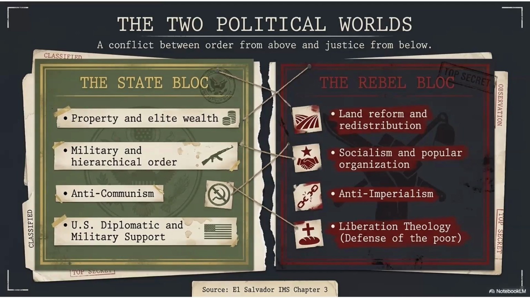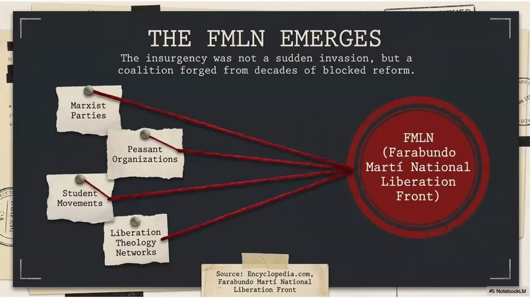So the conflict was not simply democracy versus communism, which was the US government's preferred frame. It was also landless peasants versus landowners, social reform versus military repression, and political participation versus political exclusion. By 1980, multiple revolutionary currents united into the FMLN, the Farabundo Marti National Liberation Front.